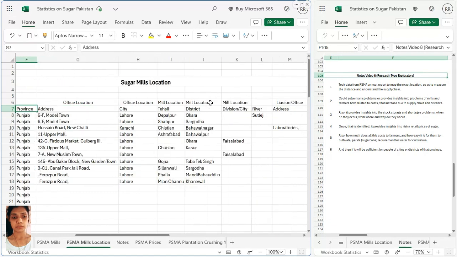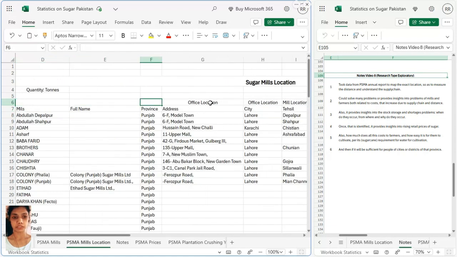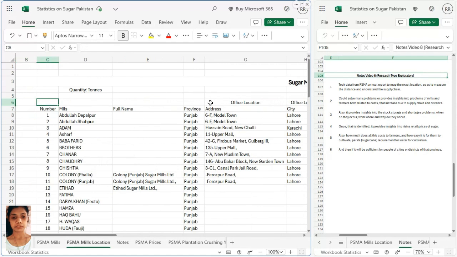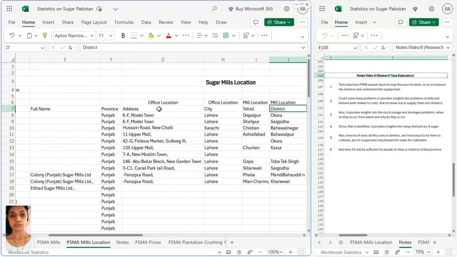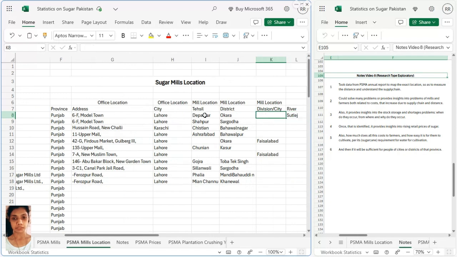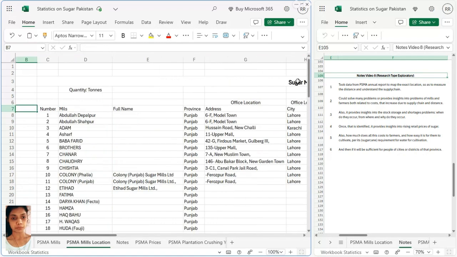Then I wrote down the full names, province, and address. Now, there were two addresses. One was the office location, perhaps more in the city, and then there was the mill location, which was in a tehsil or district area, or the division city. So I also tried to add the rivers from which the mills might be benefiting.